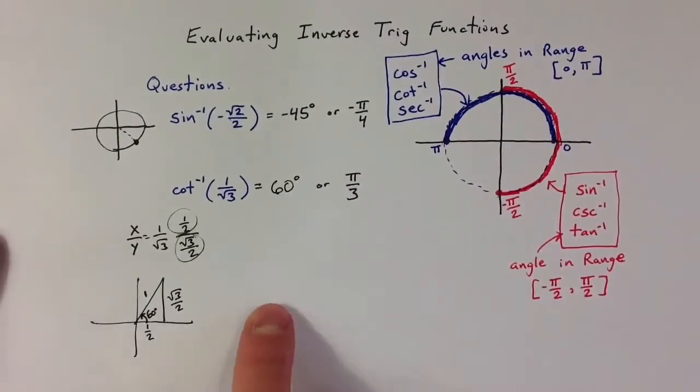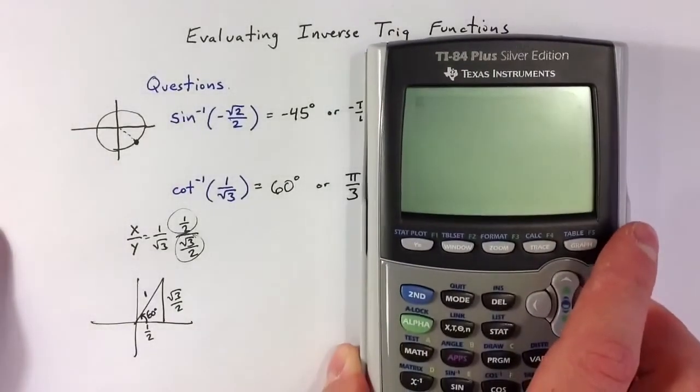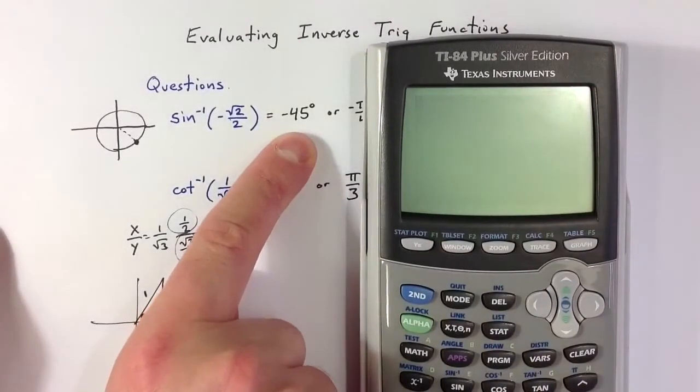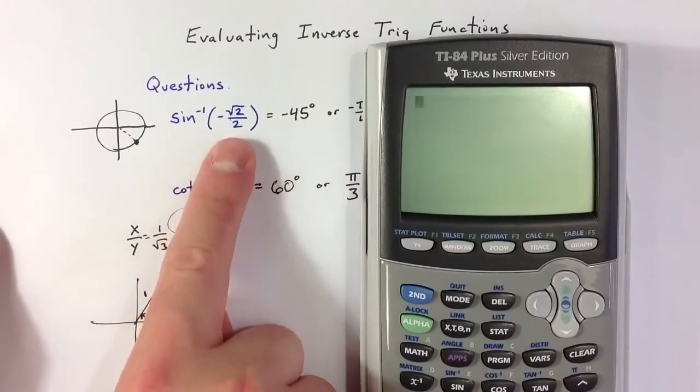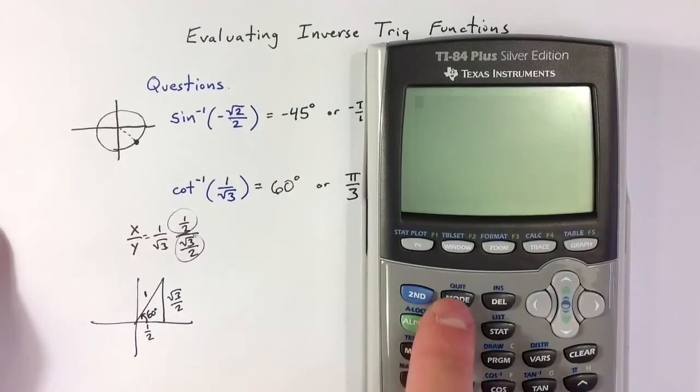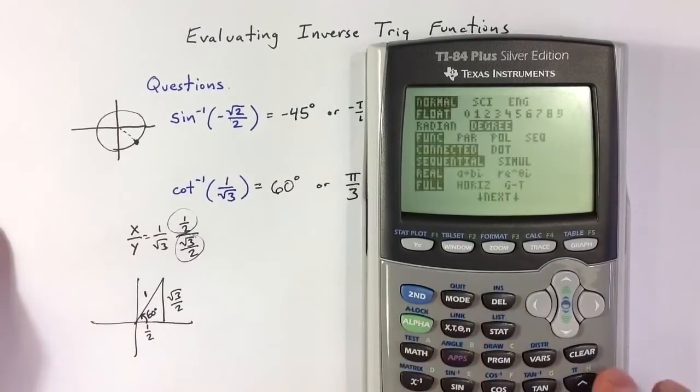So I encourage you to think about the problems in this way, where we can use the unit circle and special right triangles to come up with answers. We can, however, also answer questions like this using a graphing calculator. And if I'd like an exact answer with a nice ratio from the unit circle, setting my calculator to degree mode is going to be the way to go.